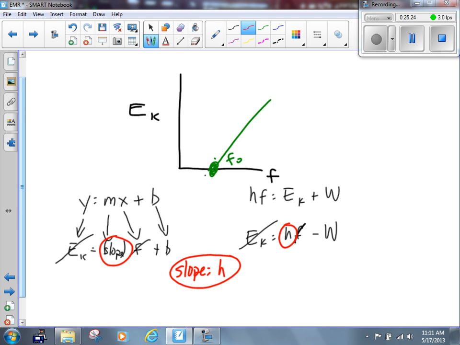What's left? B and negative W. The y-intercept here is the negative of the work function. In other words, if you want to find the work function, take the y-intercept, but take its negative value. So, Patrick, you asked just a second ago, wouldn't that be a negative EK? Yes. And that negative EK per se doesn't have significance because you can't have a negative EK. But the negative of that negative EK becomes the work function.